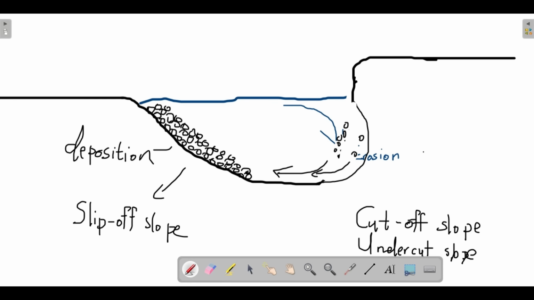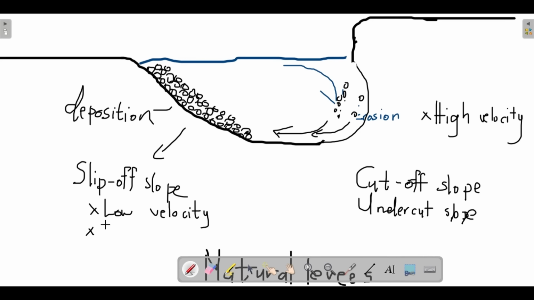On the cut-off slope, there is high velocity; water flows at high speeds on this side. On the slip-off slope, there is a slower flow, low velocity. We also talk about depth here. The slip-off slope is generally shallow, due to the sediment that lobs there, and the cut-off slope is deep.